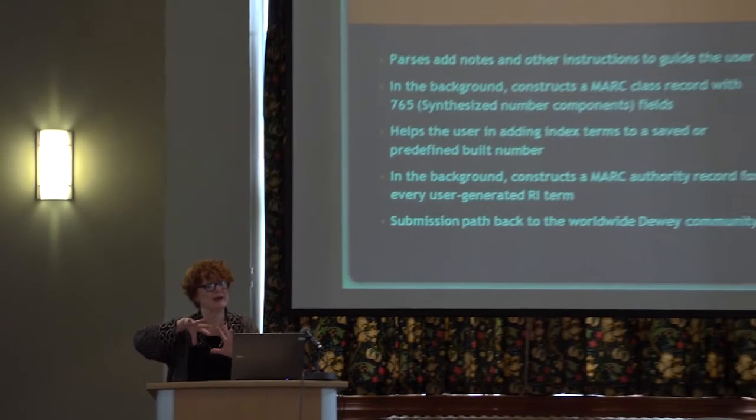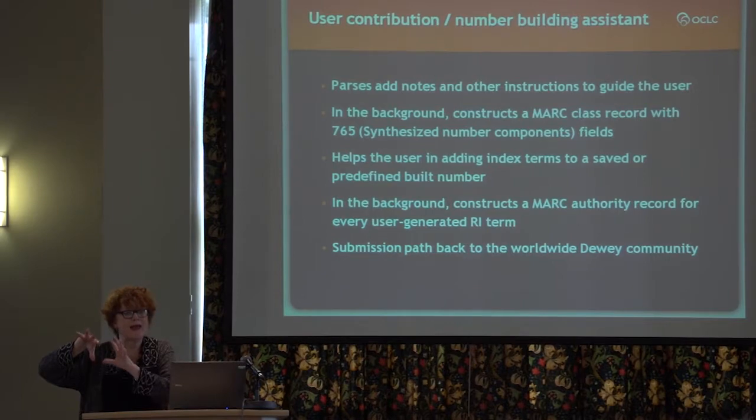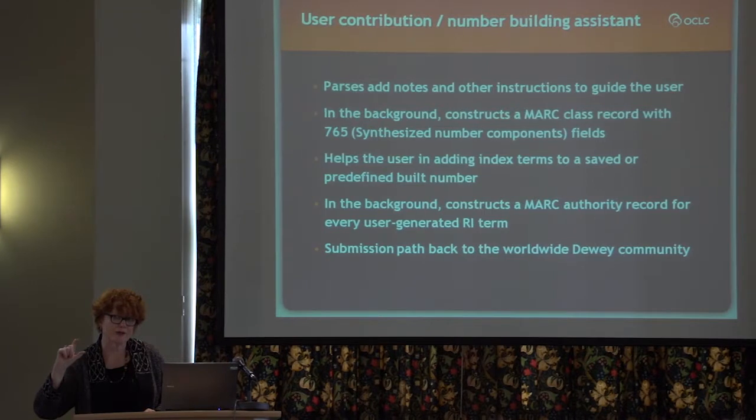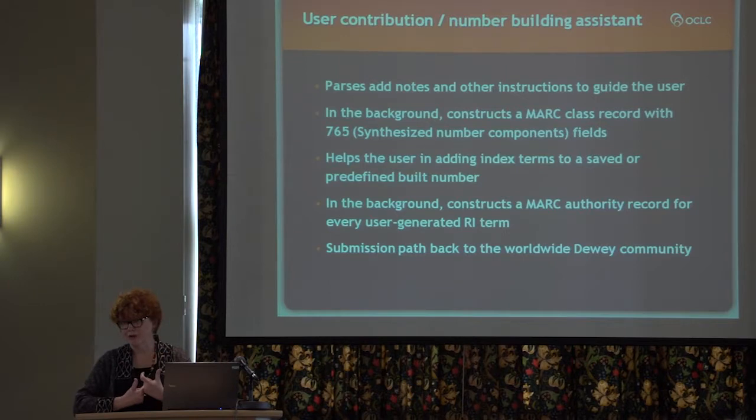So what it does is it parses add notes and other instructions to guide the user. And in the background, as you're building that number, it's building a MARC class record. And it's building a MARC class record that has a synthesized number components field, the 765 field. And then it also has an index prompter, which you could add index terms from Dewey or add your own. And in the background, it will display those in the class record, but it's also building authority records for those as well.